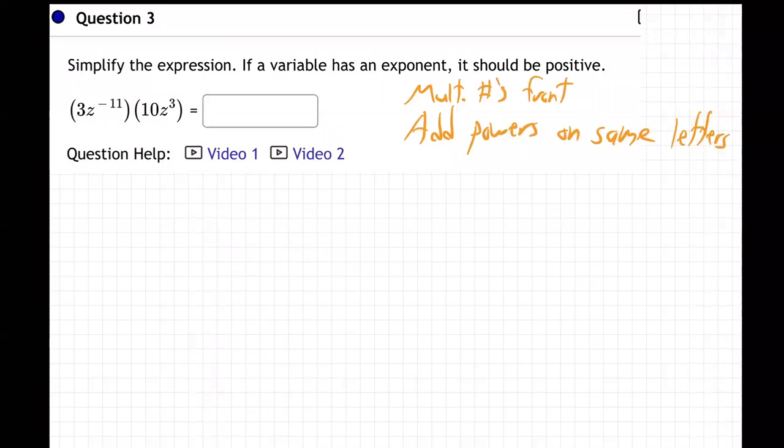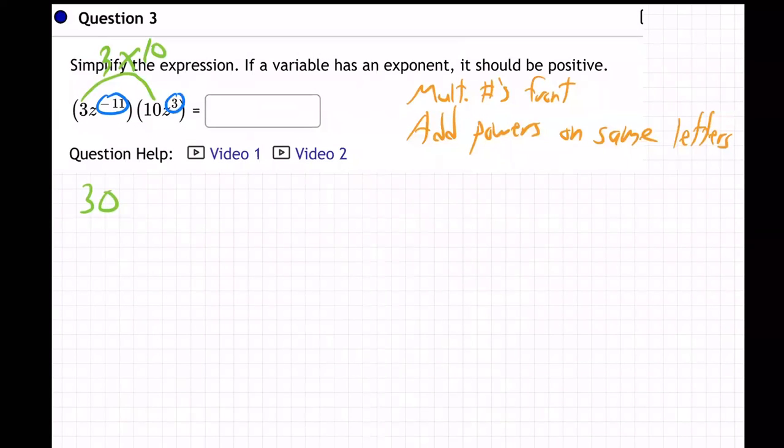So in other words, I'm going to go 3 times 10 is 30. Okay, why don't I put it down here? 3 times 10 is 30. And then what am I going to do with the z? So those multiplied, those times 3 times 10. And then the minus 11 and minus 3, that's going to add to be z to the minus 8. Is that good so far?